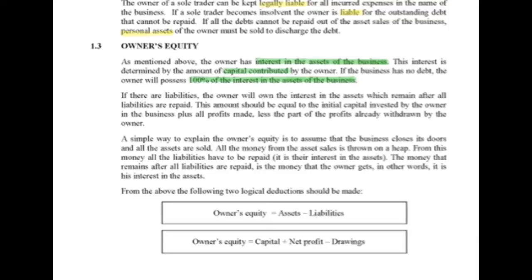If there are liabilities, however, the owner will own the interest in the assets which remains after all the liabilities are repaid. This amount should be equal to the initial capital invested by the owner in the business plus all profits, less the part of the profits already taken or withdrawn by the owner. So let's look at a simple explanation for all of this so that it makes sense to you.